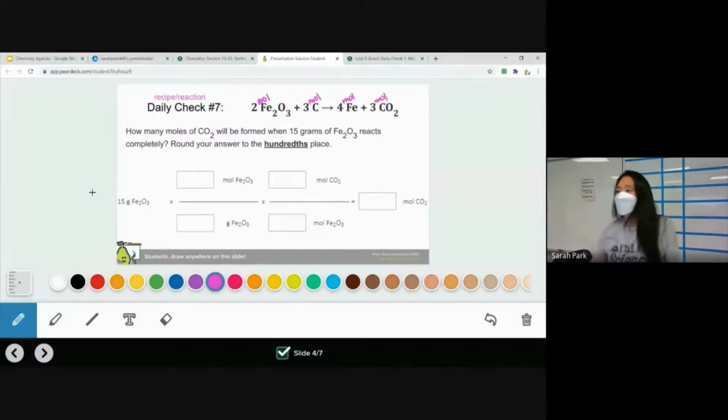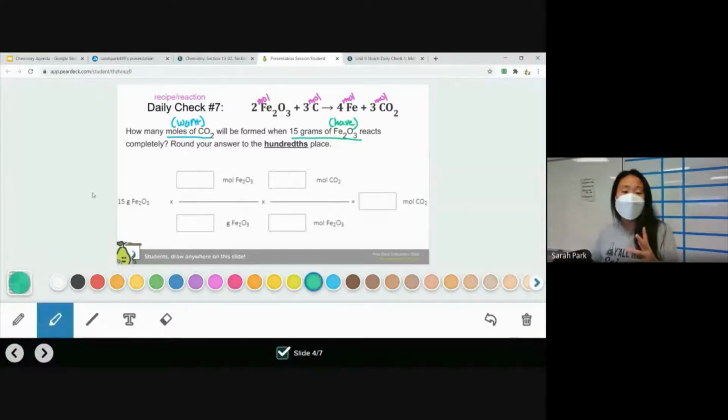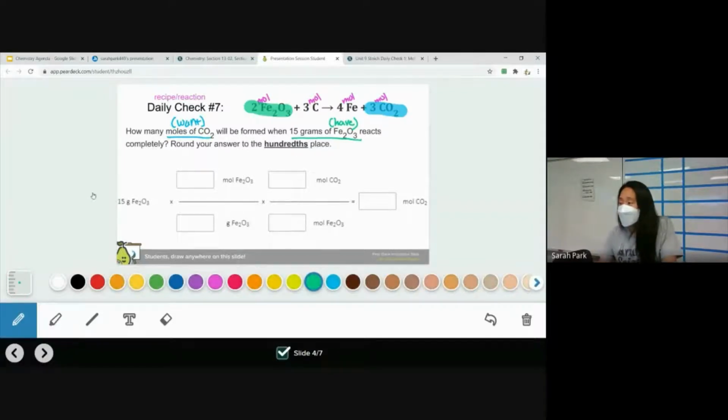This particular question says, how many moles of carbon dioxide, so this is what we want, will be formed when you have 15 grams of iron oxide? So this is what we have. If I were to color code it here really quick, the 2 things I'm interested in are this one and this one. Temporarily, we don't really care about this or this, so we can just ignore it for now.